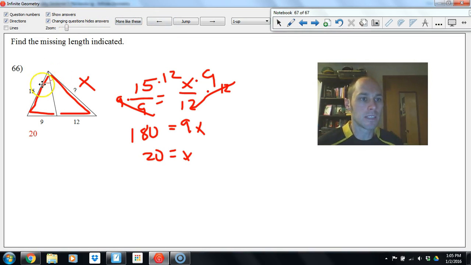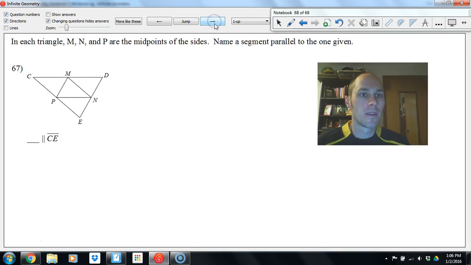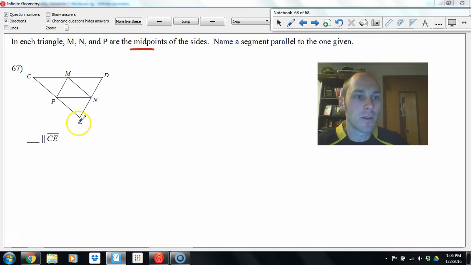So keep in mind when we have this angle bisector in the triangle, it splits these sides up proportionally. Now we have M, N, and P are the midpoints of the sides. So name a segment parallel to the one given. So we want to name a segment parallel to CE.